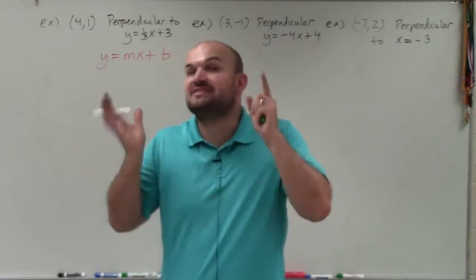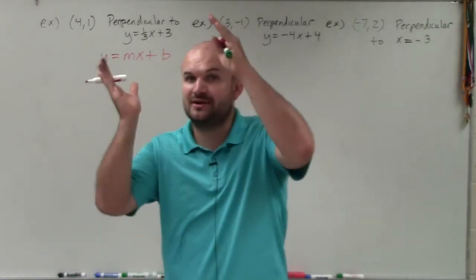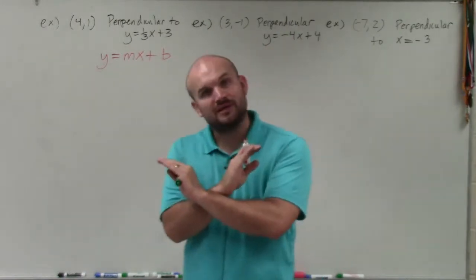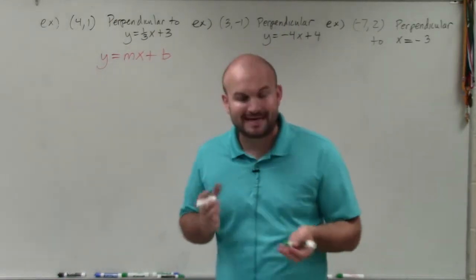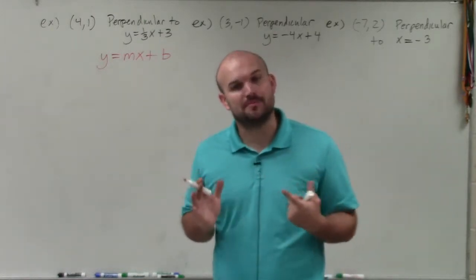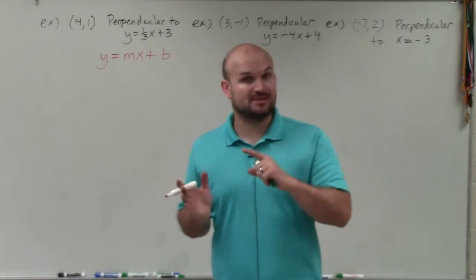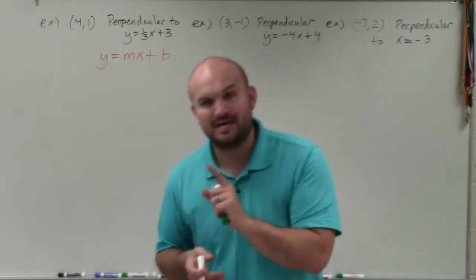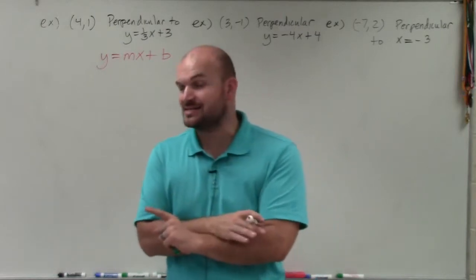Remember, parallel lines have exactly the same slope. Parallel lines are never going to touch. Perpendicular lines, though, do intersect, and they intersect at a 90-degree angle. Therefore, their slopes are opposite reciprocals. They are the opposite sign. If one slope is positive, the perpendicular line's slope is negative. If one line has a negative slope, the other one has a positive slope.